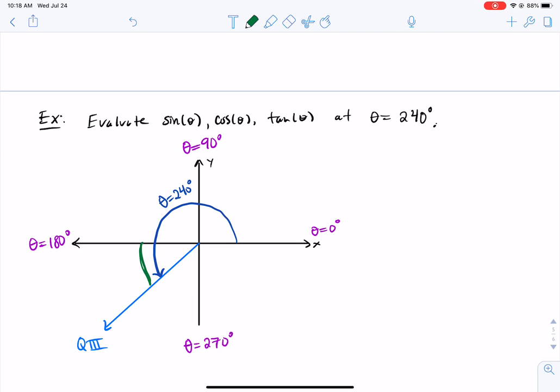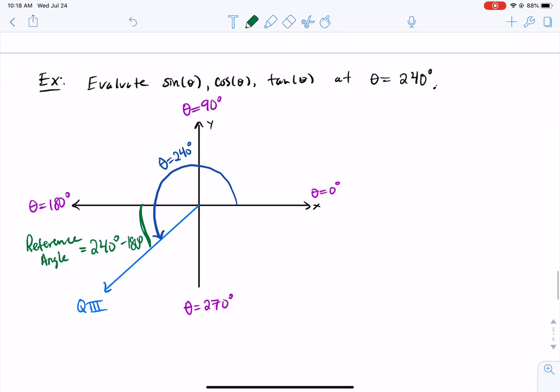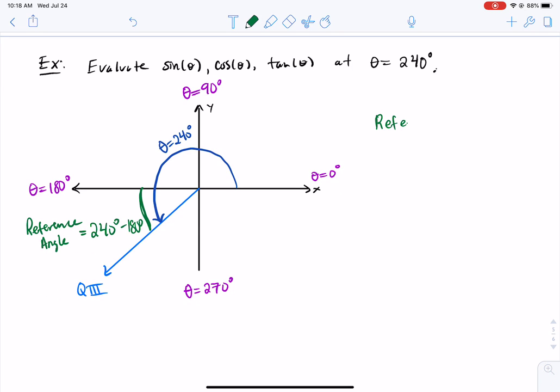So this is how we get the reference angle. What is that going to be? 240 minus 180, right? And what is that going to give me? 60. Yeah, 60. The reference angle equals 240 degrees minus 180 degrees, and that's just going to give me 60 degrees.